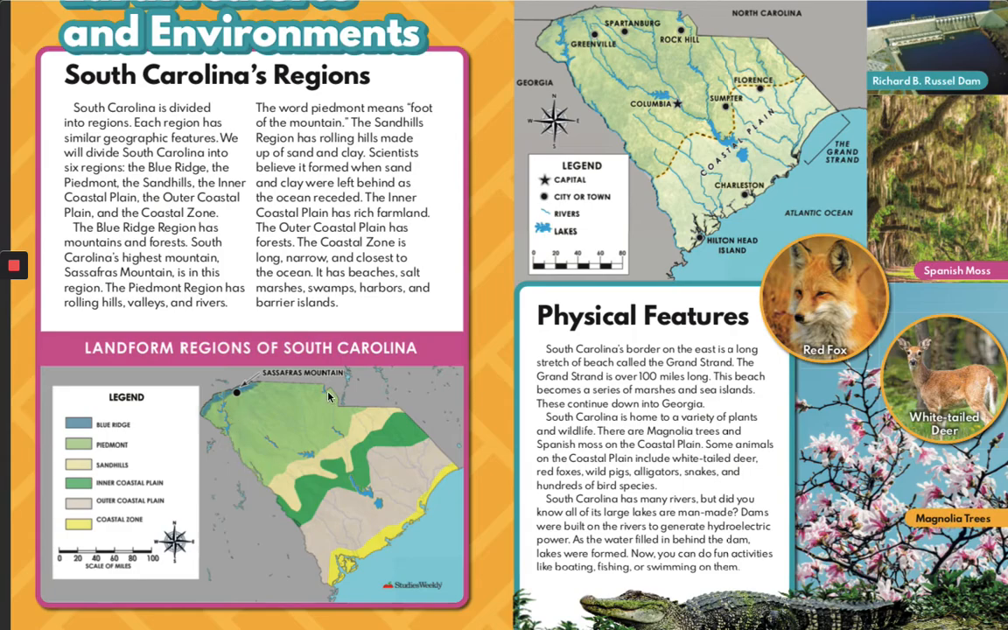Then this green part, it's a pretty big chunk. It is Piedmont, and that is the foot of the mountain. And so it has hills, and it's at the base. It starts at the base of our Blue Ridge Mountains. Then, like I said, we live in our Sandhills. It's kind of in the middle of the state. Then we have our inner coastal plain, our outer coastal plain, and then our coastal zone.